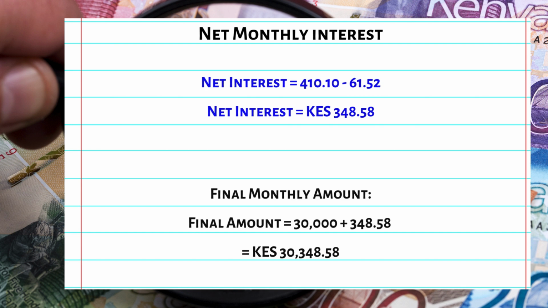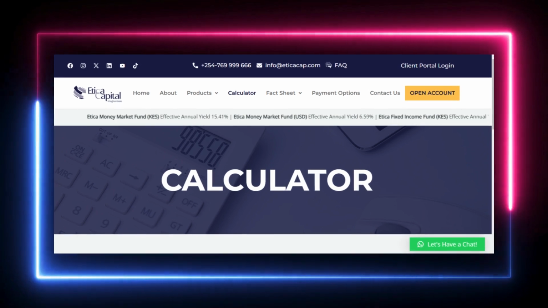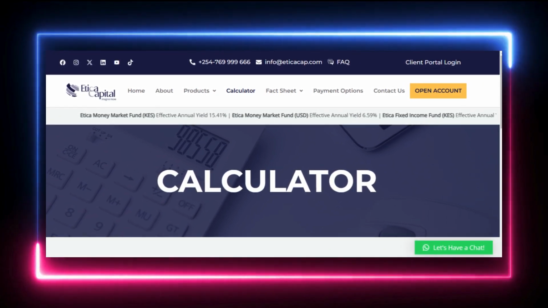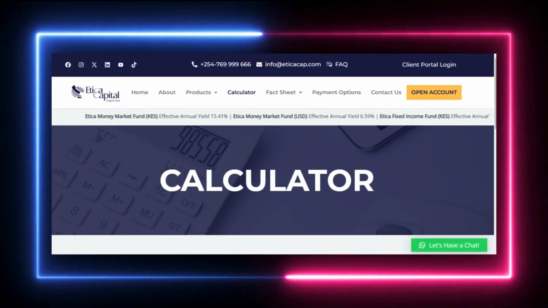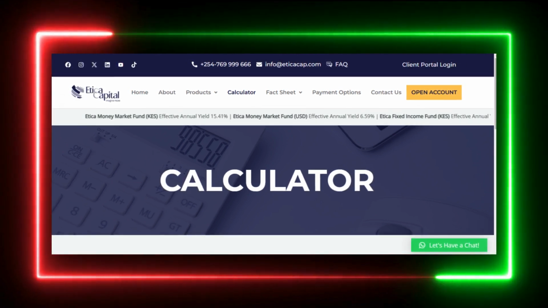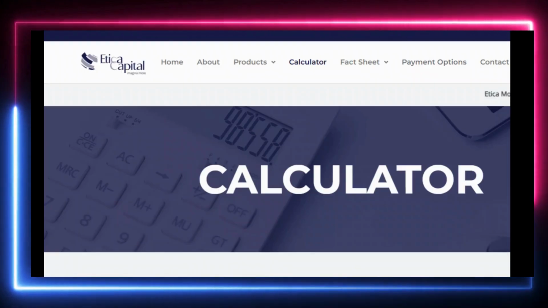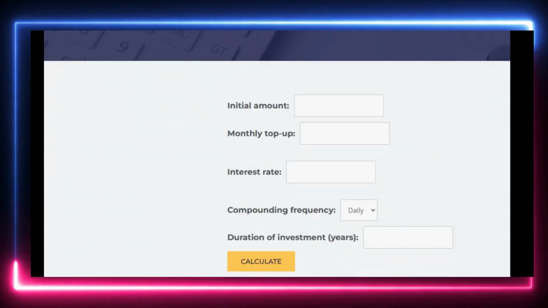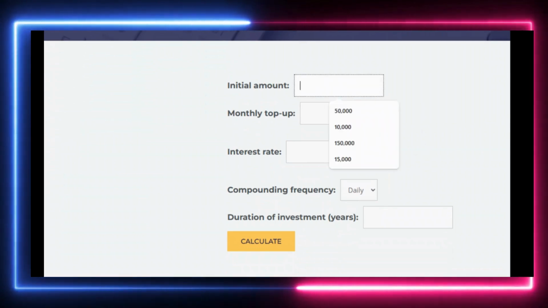And I can show you a simpler way of doing this. Another amount, maybe 50,000 or 100,000. You can always use a calculator. We are going to use the Etica Money Market Fund calculator. So you just go onto Google and Google Etica Money Market Fund calculator. You're going to get this, and then you key in the initial amount that you want to invest. In this case, we did 30,000. You can change this to whatever amount that you have.